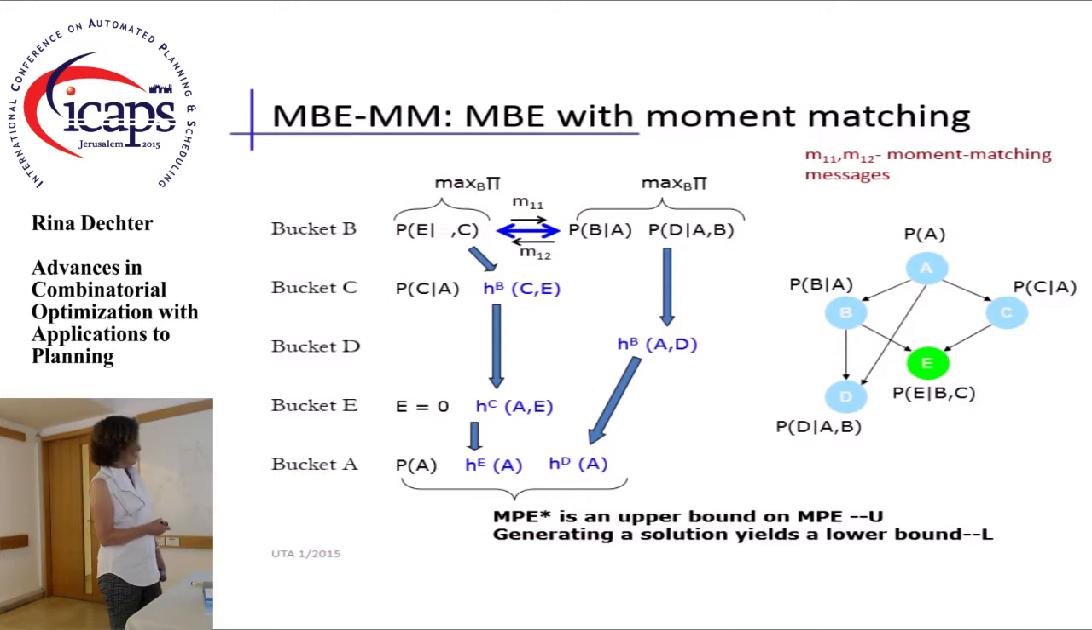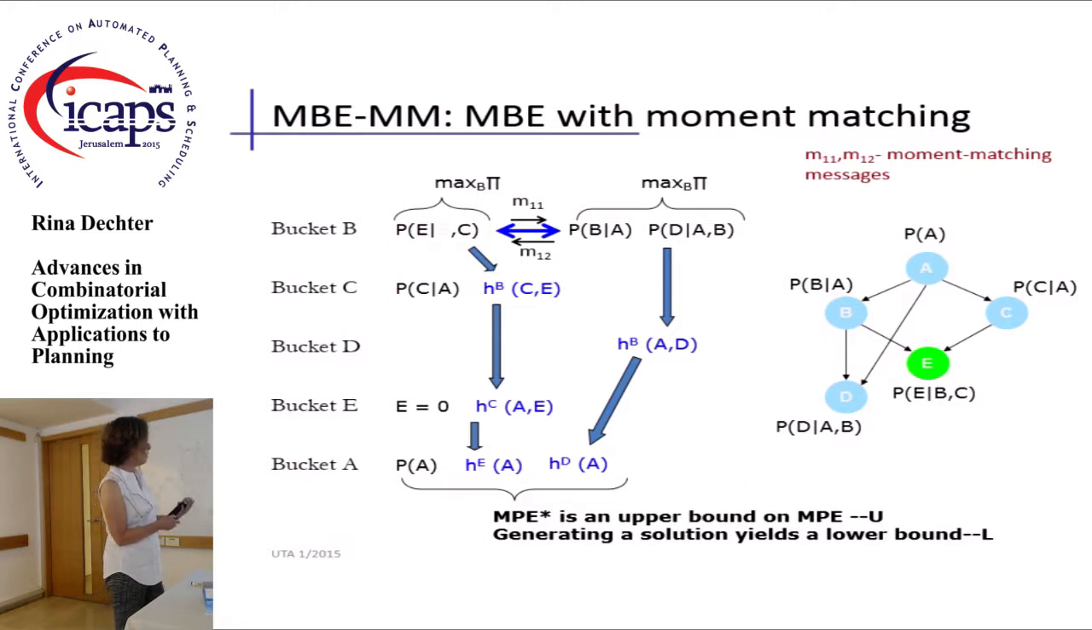When you do this cost shifting, you basically add something to the left one and reduce something from the right one. And then you have new functions. Right? So you have a P of E given BC, say minus M12, and the other plus, and whatever. And that's in your new function. Yes. And how do you know what to add and subtract?